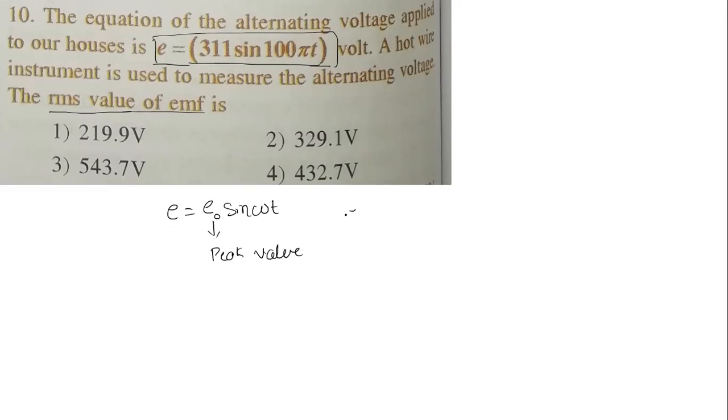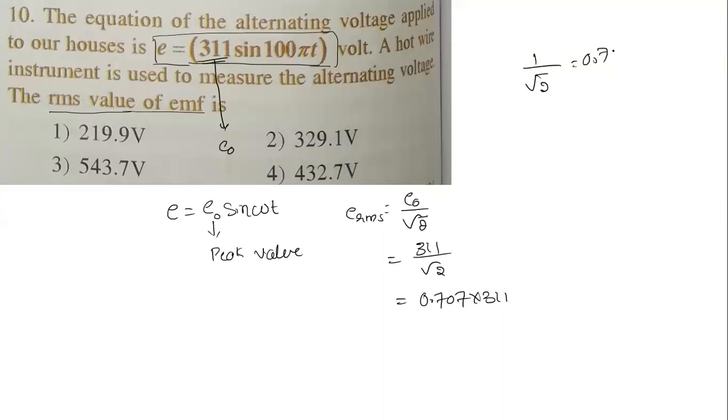What is the relation? E RMS is equal to E naught by root 2. E naught is 311, as per the equation. So 311 by root 2 becomes 0.707 into 311. I told you 1 by root 2 is equal to 0.707, and that I'm going to use. Multiply these two, and you get 219.9 volt. That is the RMS value. So the first option is the correct answer.